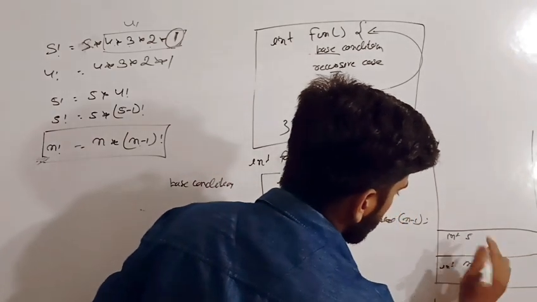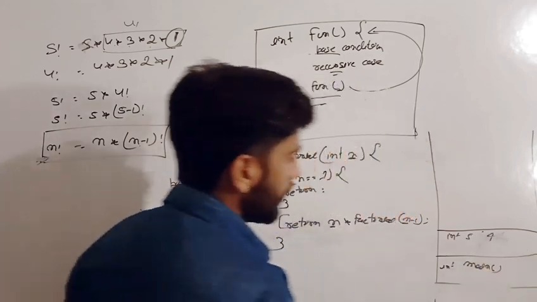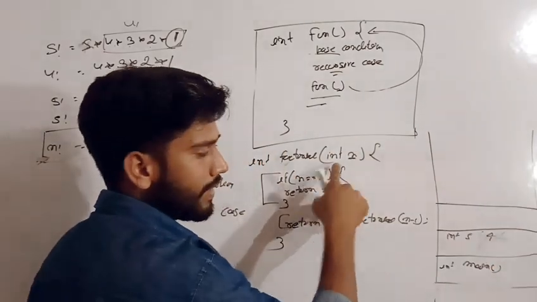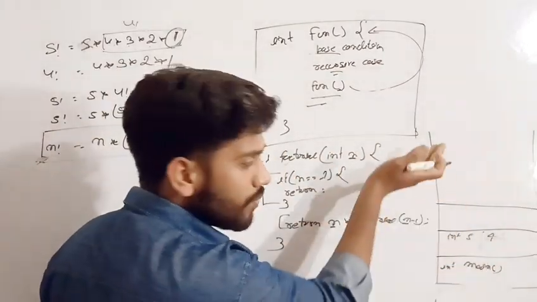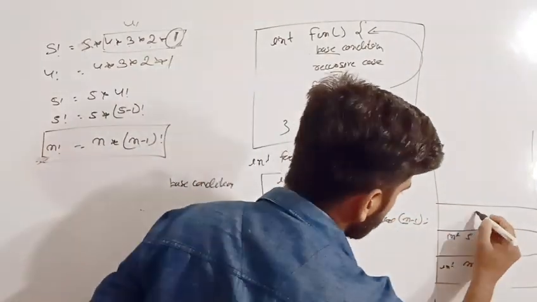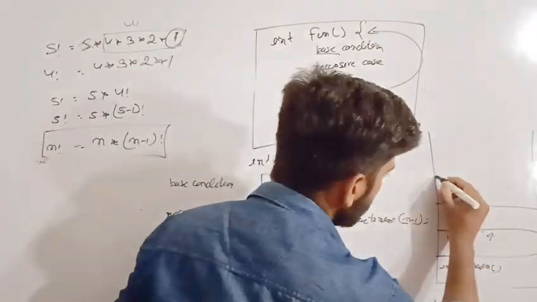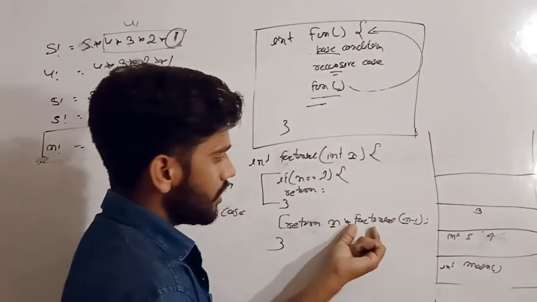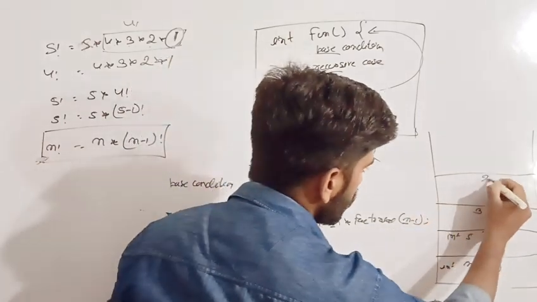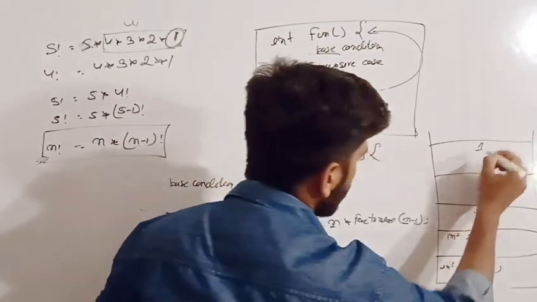5 minus 1 becomes 4. Now it will call itself again, and a stack frame will be pushed. Now n is equal to 3, because 4 minus 1 is 3, and again a stack frame will be pushed. Now 3 minus 1 becomes 2, again it will be pushed, and it becomes 1.